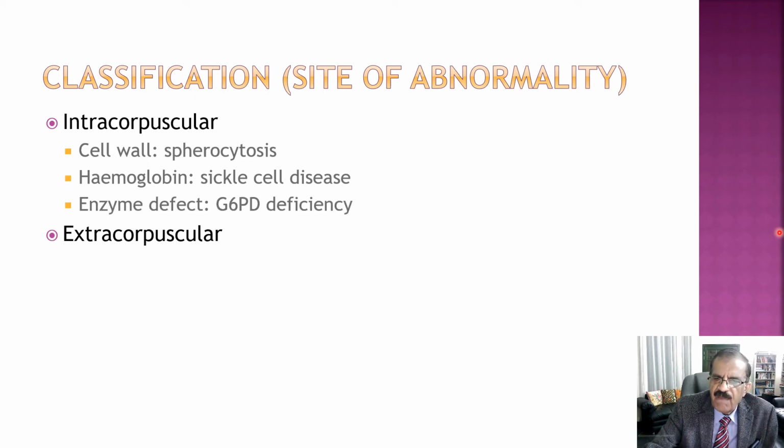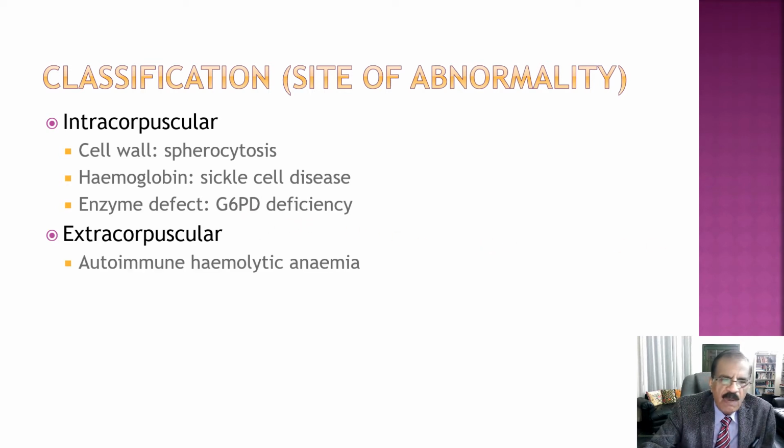Then we may have deficiency of certain enzymes, many of them, but the most well known is G6PD. Those individuals who are deficient in G6PD are prone to have hemolysis whenever they get exposed to certain drugs and certain situations. So that is another type of hemolytic anemia. These individuals need to avoid those medications.